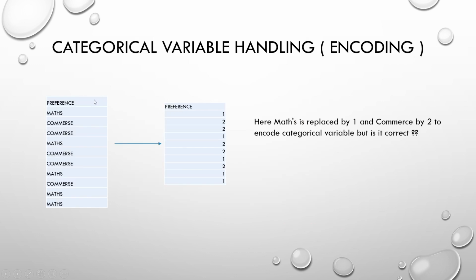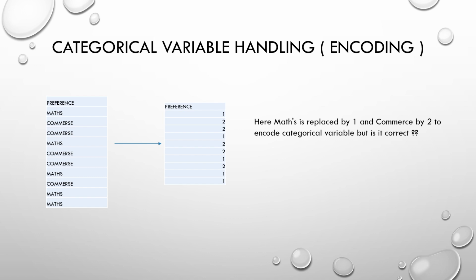For example, this is the data set, and in the last data set there was a column preference. In the preference column there are two types of values which are categorical in nature: maths and commerce. So basically we are replacing maths by 1 and commerce by 2. So our data set will finally look like this. This column would be numerical, and once it is numerical, we can process it. It is a must-have data pre-processing step while developing the model. But we need to make sure that we are using the correct technique for encoding. This is also called encoding, because we are encoding the values from textual to numerical values.